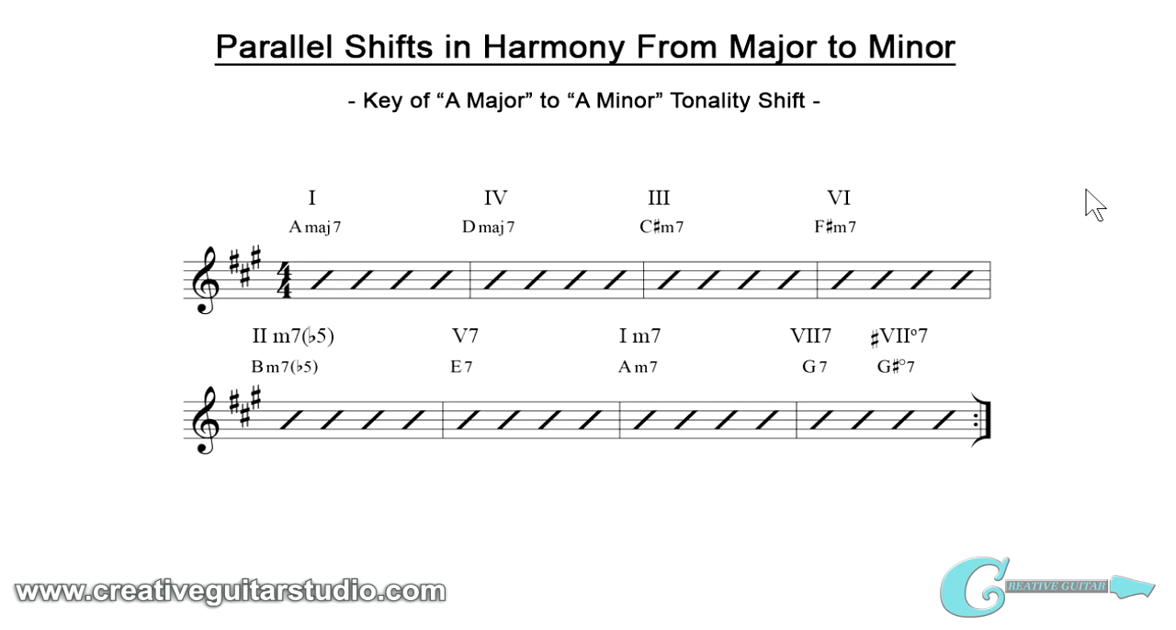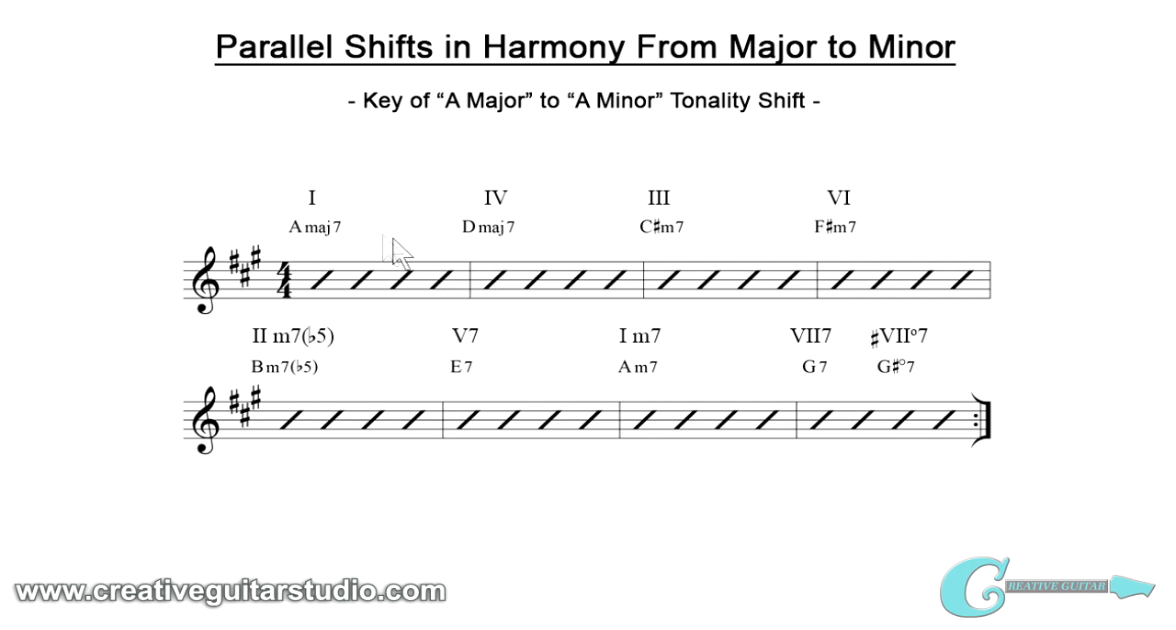So let's focus on what I've put together here to show you. I have a shift in this case from A major into A minor. The top line of this 8-bar progression, the first 4 bars are all in A major, and then the transition takes place in the next 4 measures into the A minor tonality.